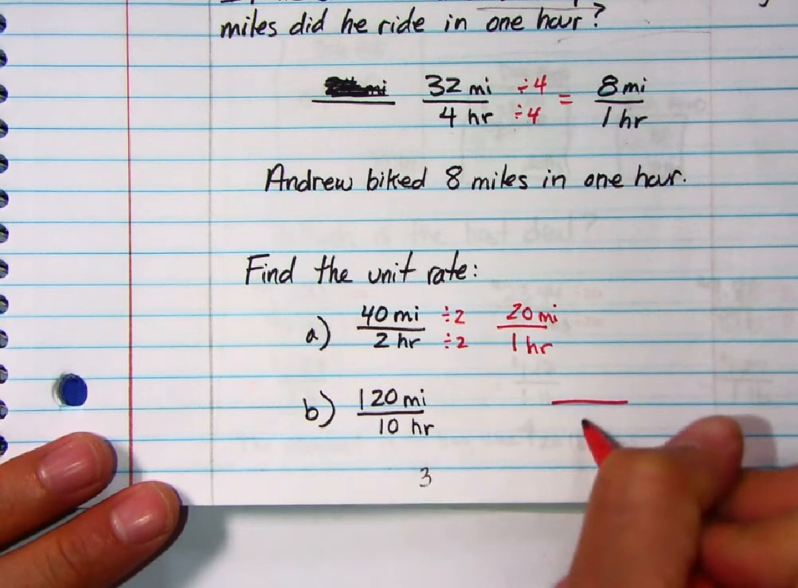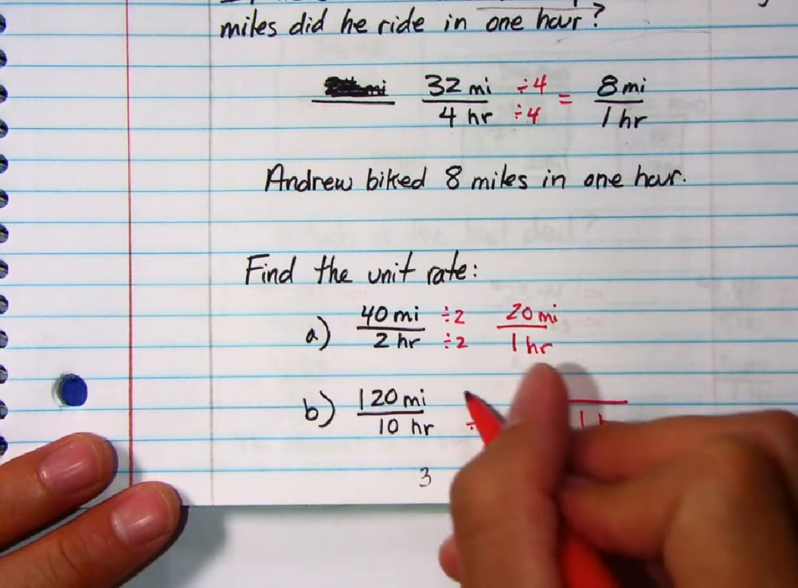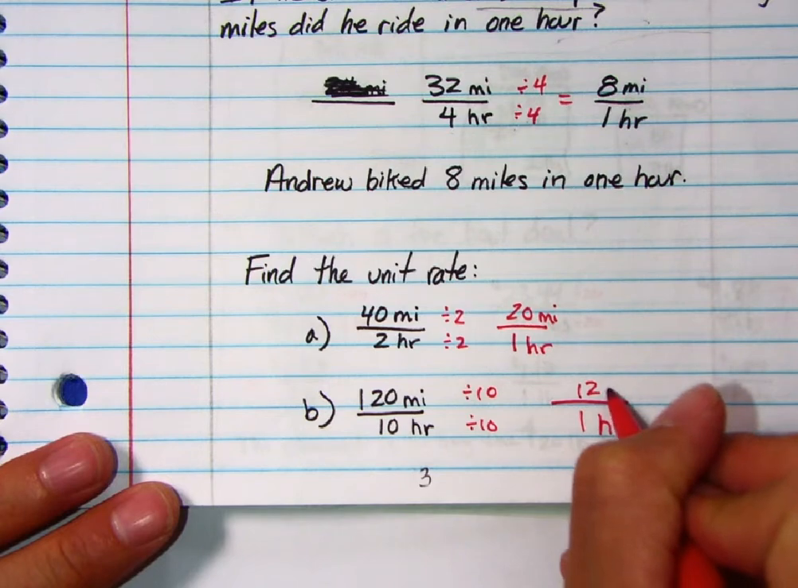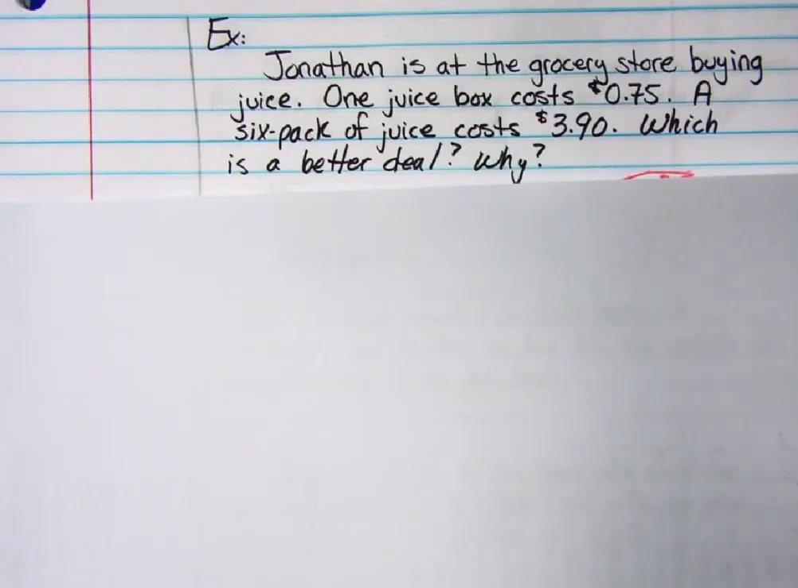Over here, I want my denominator one more time to be 1 hour, so I have to divide by 10 to get there, which means I have to divide the top by 10, and I end up with 12 miles per hour.